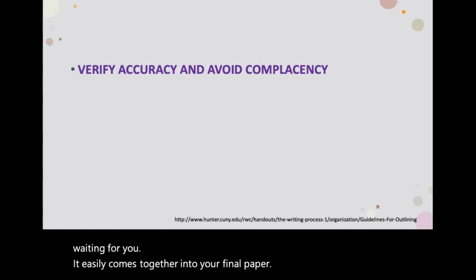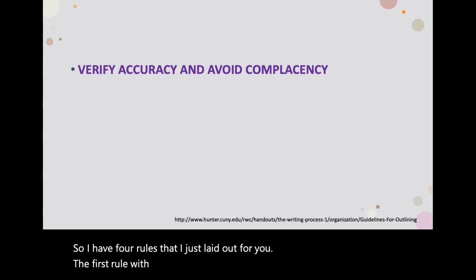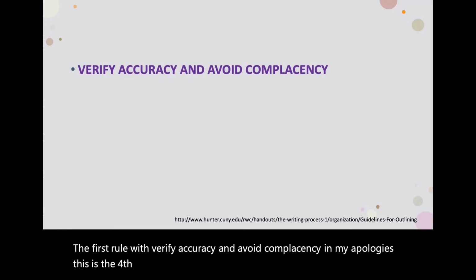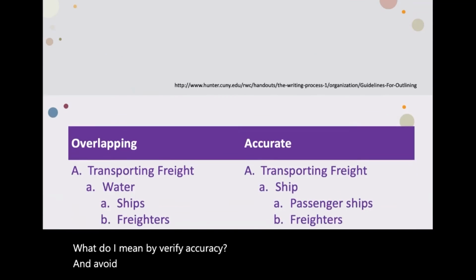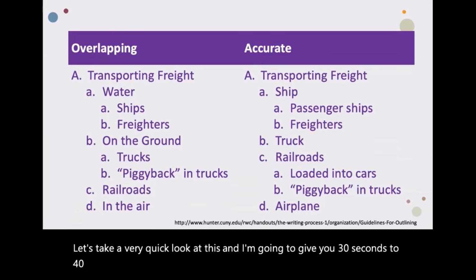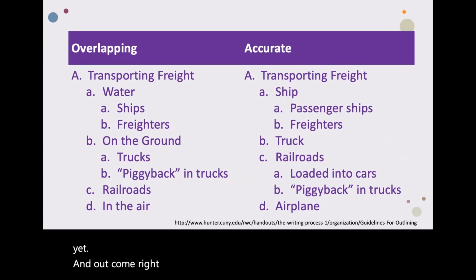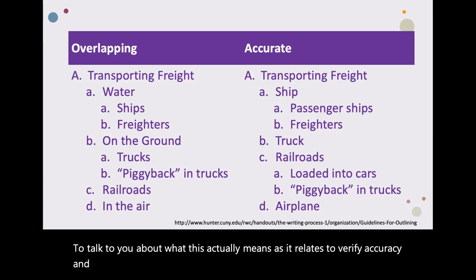So I have 4 rules that I just laid out for you. The first rule was verify accuracy and avoid complacency. And my apologies, this is the 4th rule, to verify accuracy and avoid complacency. What do I mean by verify accuracy and avoid complacency? Let's take a very quick look at this. I'm going to give you 30 seconds to 45 seconds as we did the last time. And I'm not going to tell you anything yet. And I'll come right back after 30, 45 seconds to talk to you about what this actually means as it relates to verify accuracy and avoid complacency. Be right back.